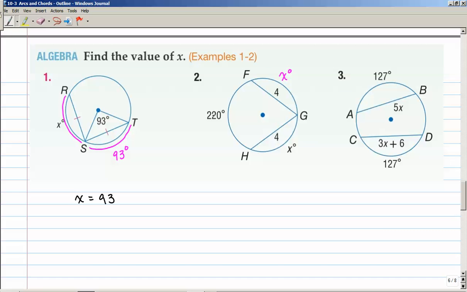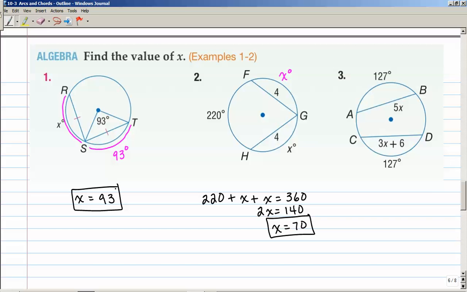And I know that all of the arcs of a circle add up to 360, so I have 220 plus X equals 360, or 2X is equal to, subtracting that, 140, or X is equal to 70. I'll go ahead and box those.